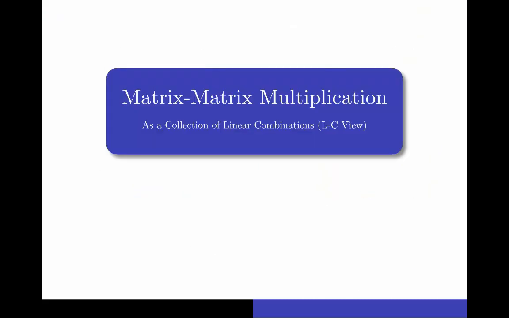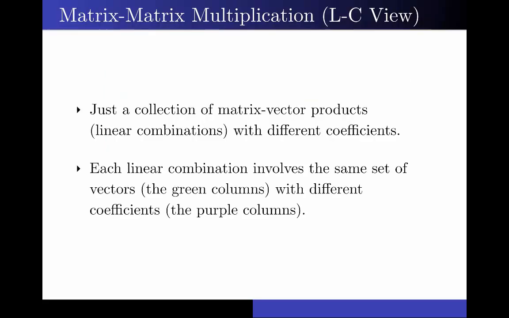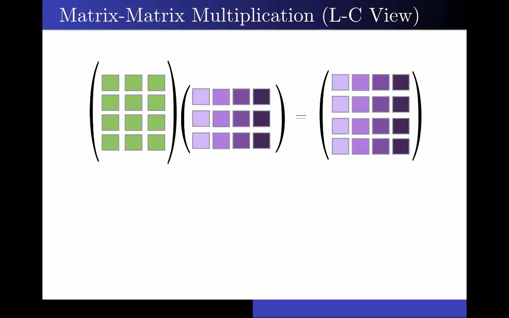Now we'll take a look at matrix multiplication from a different point of view. Again, nothing changes with the underlying math. The formula and the way the computation is done will still produce the same result. It's just in the way that we represent all of those multiplications and additions that are happening. In this view, we look at matrix multiplication as a collection of matrix vector products, or linear combinations, as we've already seen, with different coefficients. Each linear combination will involve the same set of vectors with different coefficients. Let's see what we mean with a visual representation.